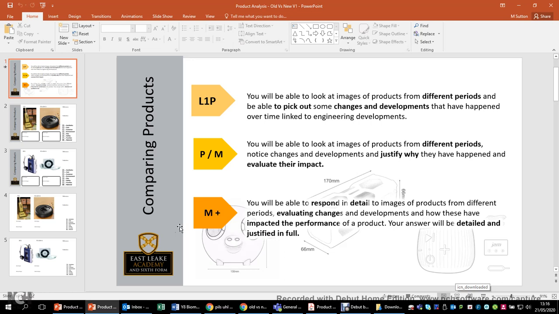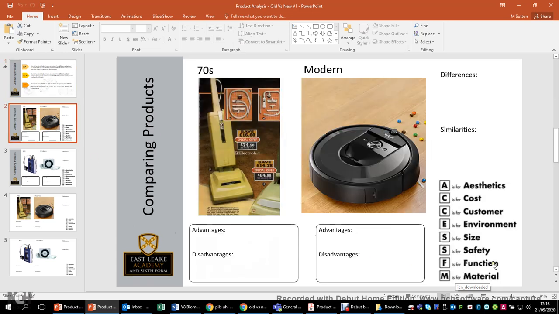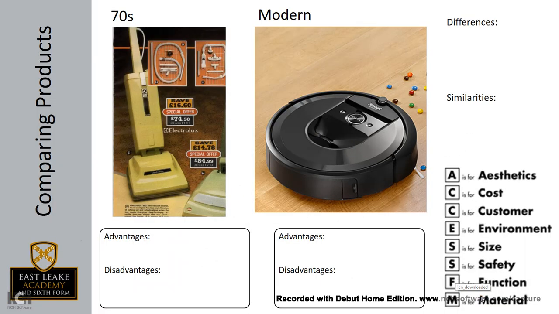But what am I going to ask you to do today? Well, it's going to be product analysis. Now, this is the comparing products one. So it is product analysis, but it's that old versus new, trying to get you to think about aesthetics and all those other aspects of the specification and considering advantages and disadvantages of new and old products. If you remember, we did this previously in the lesson.